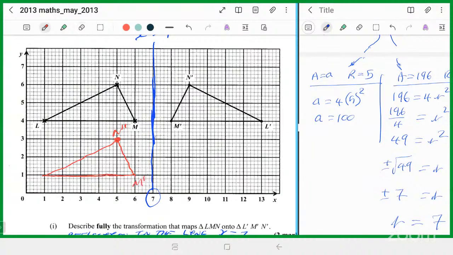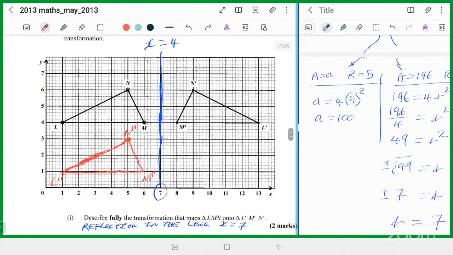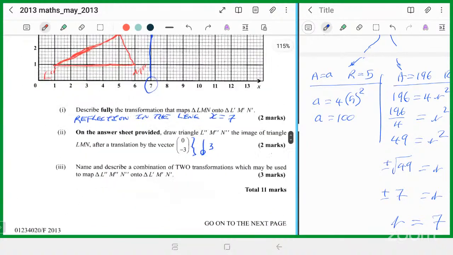M double prime, L double prime. One, two, three. That one, one, two. That's it. That's an easy one. That's your double prime. Right. Okay.